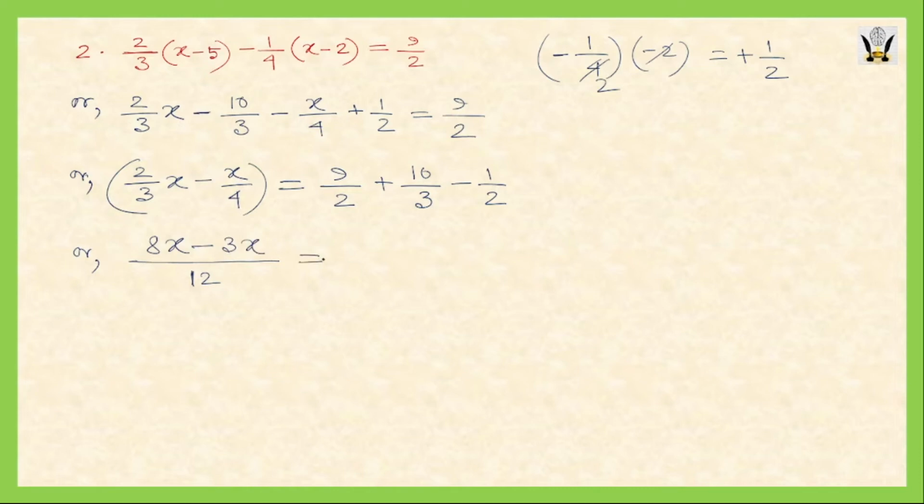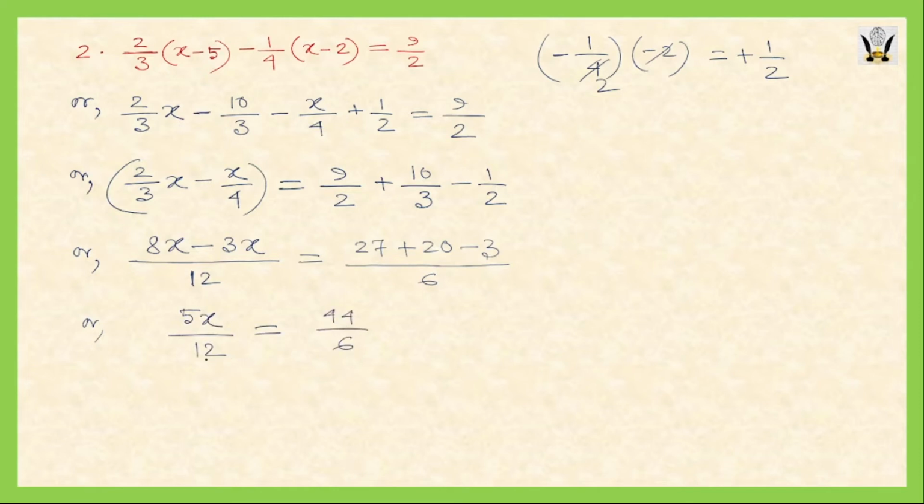And then on the right side, we have 2, 3 and 2. So here the LCM will be 6. 6 by 2 is 3, and 3 multiplied by 9 will be 27. Now 6 divided by 3, 2. 2 multiplied by 10 will be 20. 6 by 2 will be 3, and here it will be minus 3. So now if we simplify further, then it will be 5x divided by 12, and that will be equal to 27 plus 20, 47 minus 3, it will be 44 divided by 6.